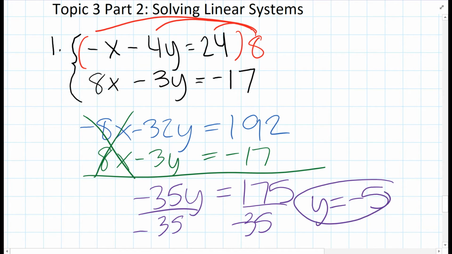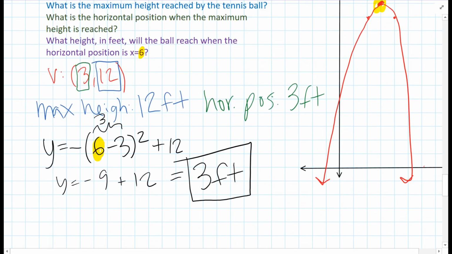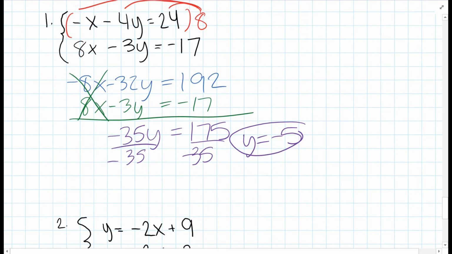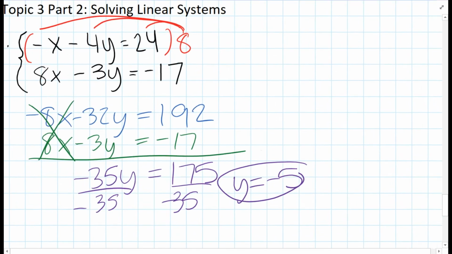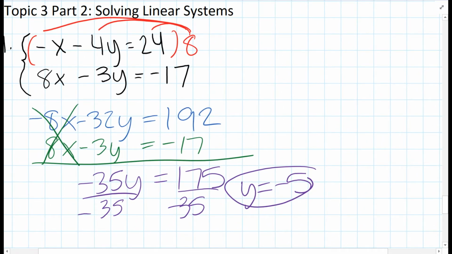I'm going to apply that y equals negative 5 into my first original equation, just because this x is going to be a little bit easier to solve for than this one, since I don't have to divide by 8. So that's going to be my original equation, so negative x minus 4, replacing that y with negative 5, is going to be equal to 24.